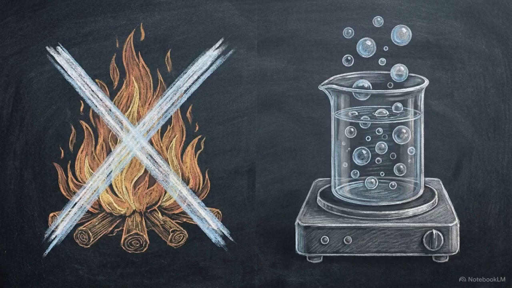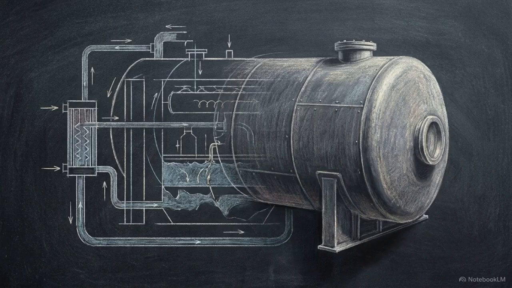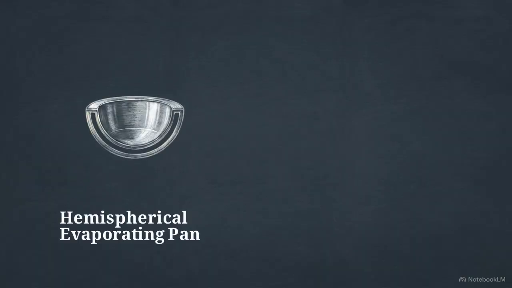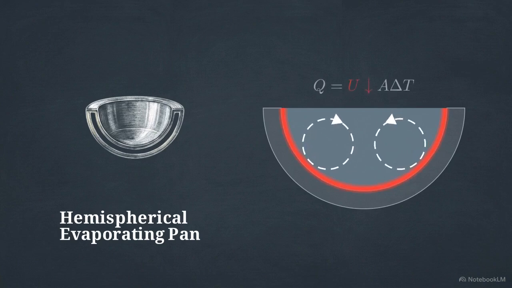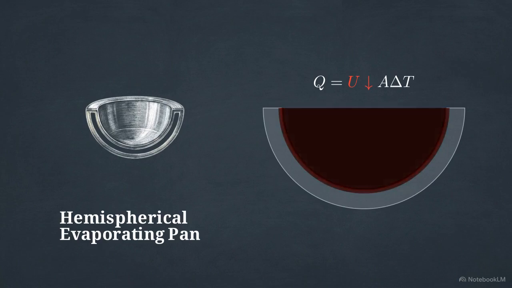To scale safely, the industry must induce rapid boiling without relying on destructive raw heat. Saving the medicine requires redesigning the mechanical environment to change how boiling physically occurs. The simplest design is the hemispherical evaporating pan. A steam-jacketed exterior heats the contents, creating sluggish natural convection currents. Because these move slowly, a thick boundary layer forms along the inner wall, acting as an insulator, reducing the heat transfer coefficient and causing localized burning.